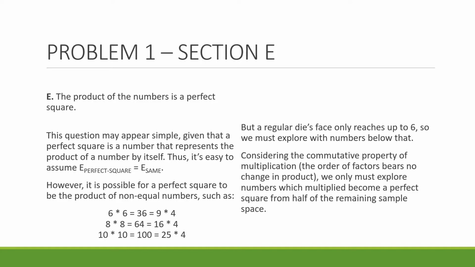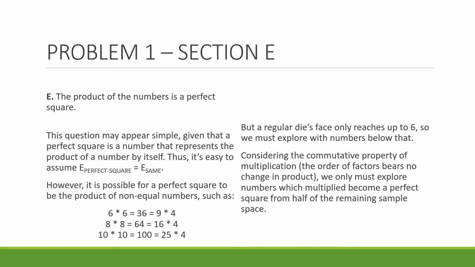Section E. We want the product of the numbers of the faces to give us a perfect square. So a perfect square is basically any number that comes as the result of a number multiplied by itself. So 1 times 1, 2 times 2, 3 times 3. And it may appear simple because in this case I've only used similar numbers to get a perfect square.